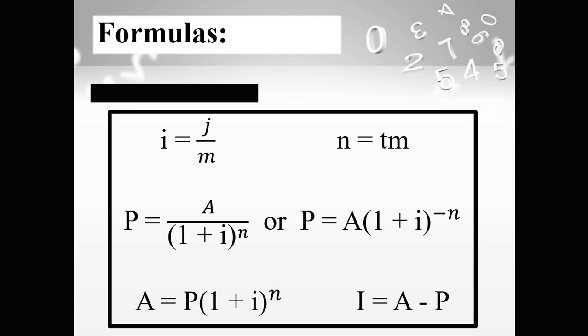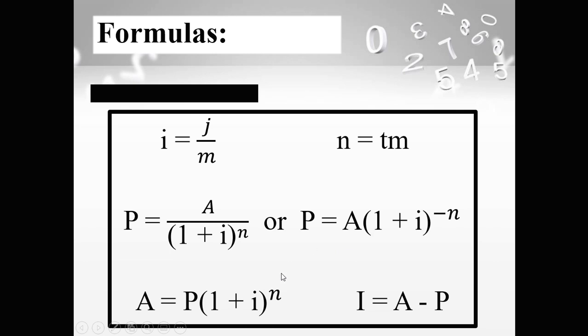Or, pwede nyo din pong gamitin yung formula. We have principal amount is equal to the future value multiplied by 1 plus I raised to negative n. So, alin man ang gamitin nyo po sa dalawa, magka-come up po kayo sa same answer. Okay, pero kung hindi po kayo gumagamit ng scientific calculator, then ang gagamitin nyo na lang po is yung first formula natin, which is A over 1 plus I raised to N. Kasi dito po is nag-negative N po tayo sa pangalawang formula.